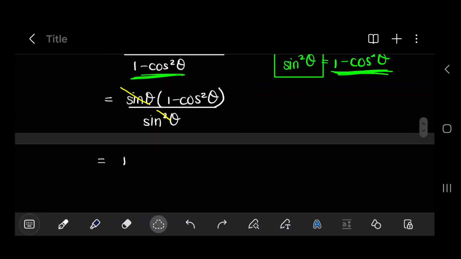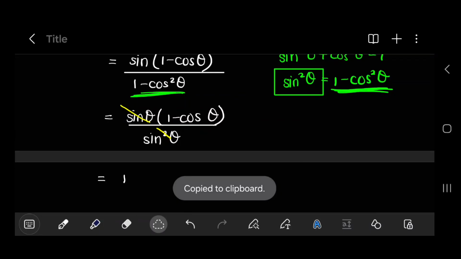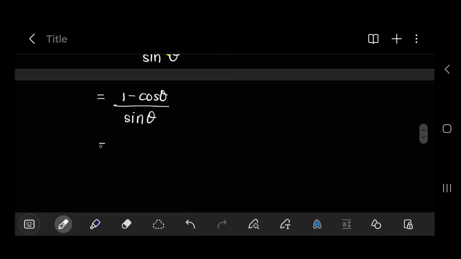And this, okay, I just realized this was actually a mistake. So this is supposed to be 1 minus cos theta, not cos squared theta. So in the numerator, we are left with 1 minus cos theta, in the denominator, sine theta. So this is equal to the right-hand side. That is actually what they wanted.